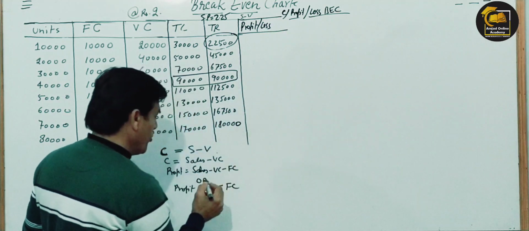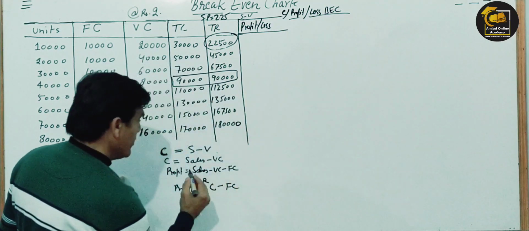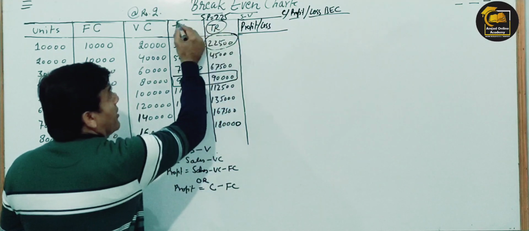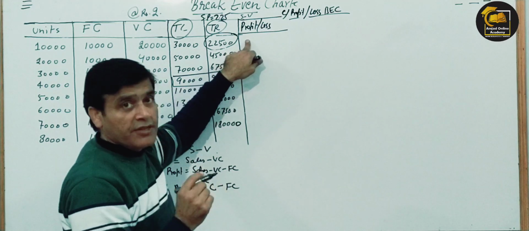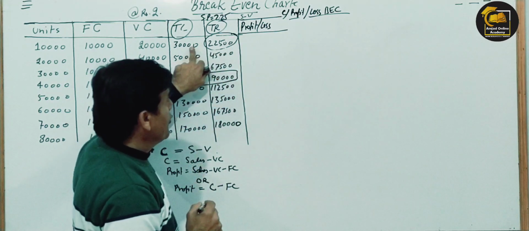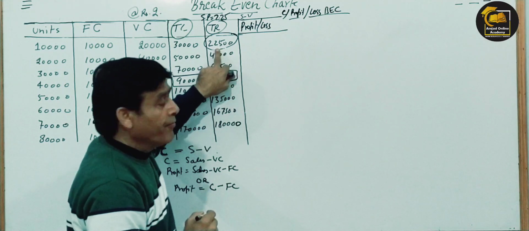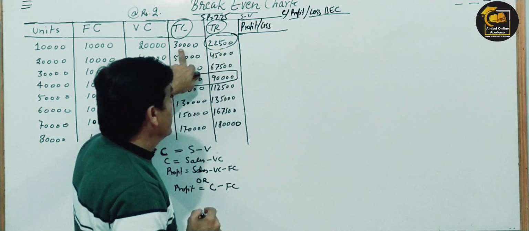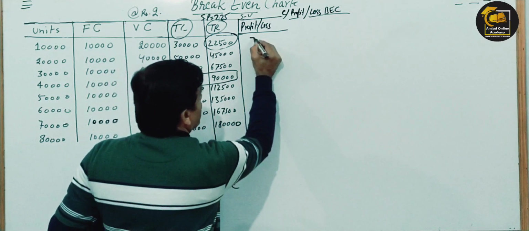And when we are talking about the profit and loss, we have to compare the total revenue and the total cost, right? So total revenue here and the total cost we have to compare. Meaning at 10,000 I have to see whether there is profit or loss. Look, total revenue is 22,500, total cost is 30,000, so we are in a loss of 7,500.